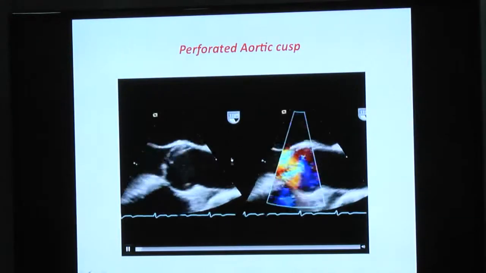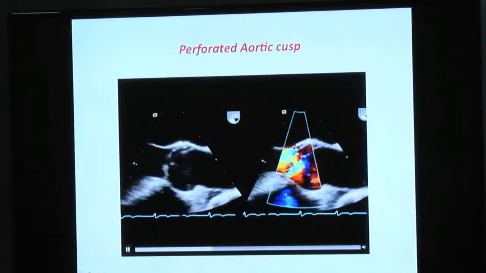Now we have another case here. If you can see here, you can get the AR in the region of the left of the non-coronary cusp. I am unable to make out, but there is severe AR in the region of the left of the non-coronary cusp. Okay, we'll have to assess on which side it is.